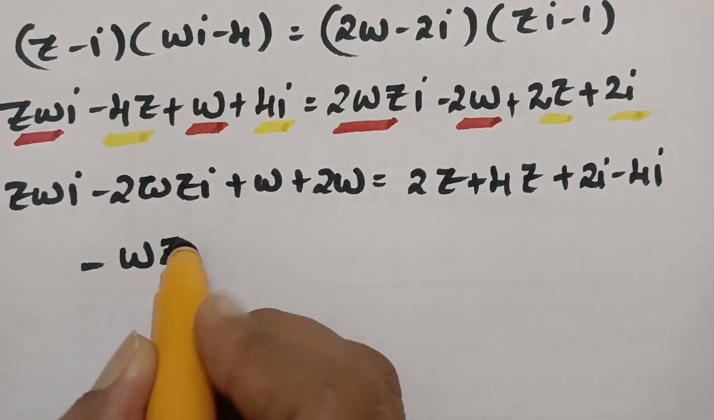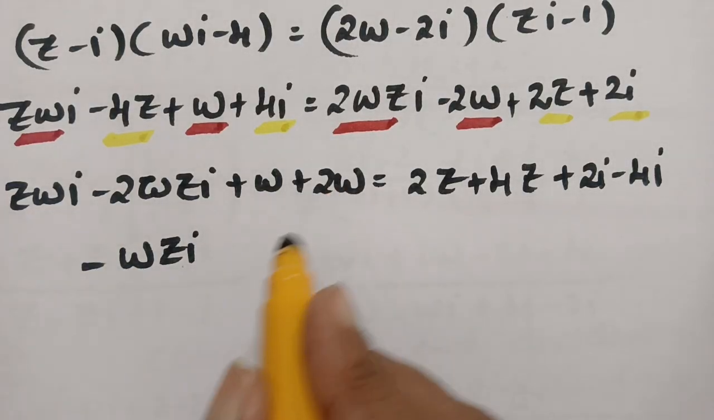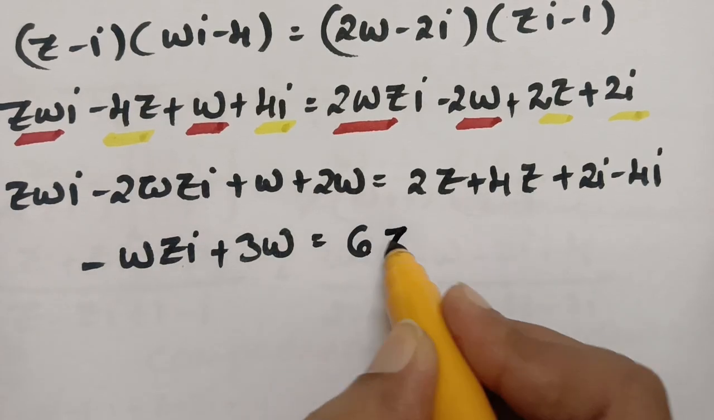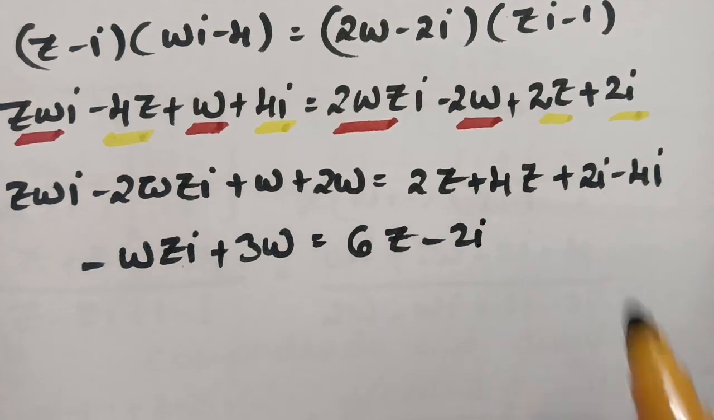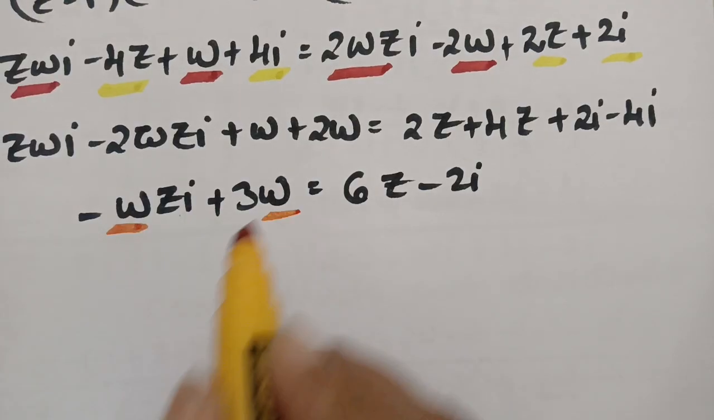And see here, this is plus 1 times zwi and this is minus 2 times zi, so plus 1 and minus 2, minus 1 times zwi, and this is 1 plus 2, the value here is 3w, and this value is 6z and this is minus 2i. Clear?